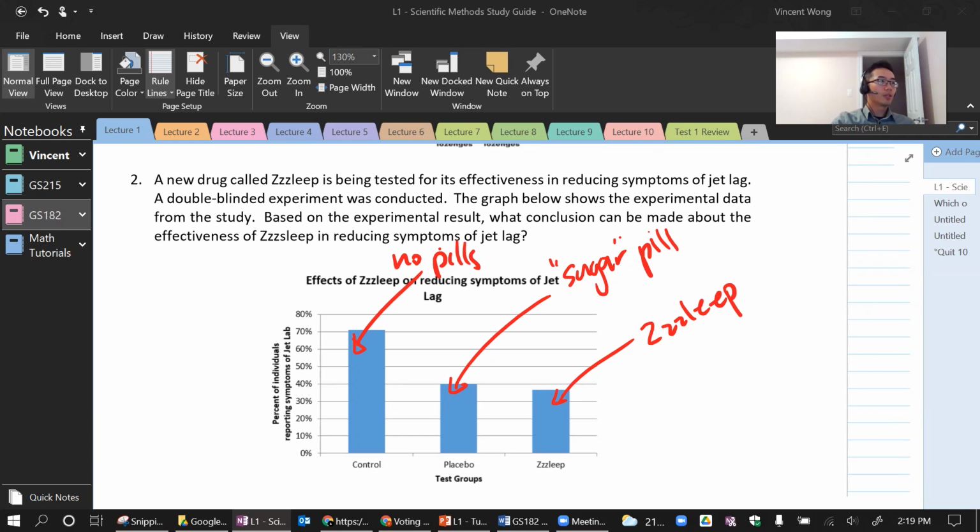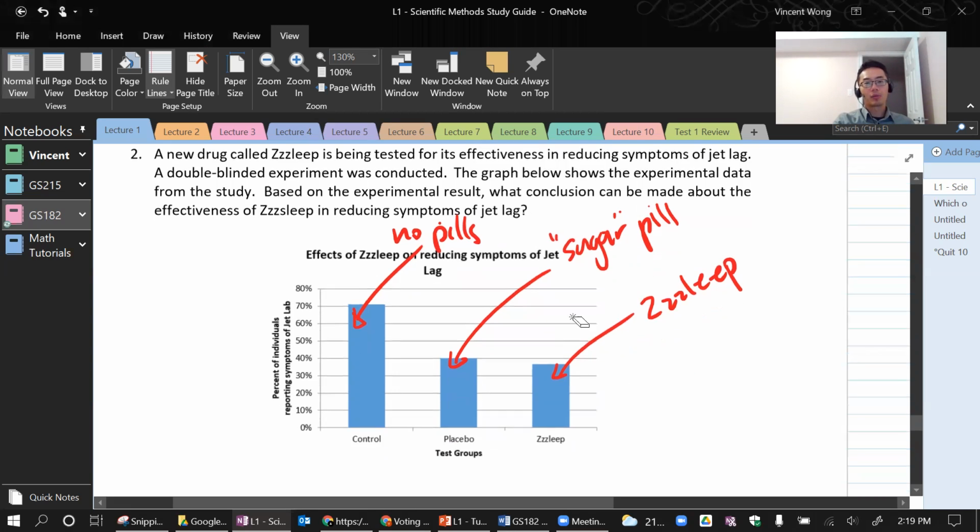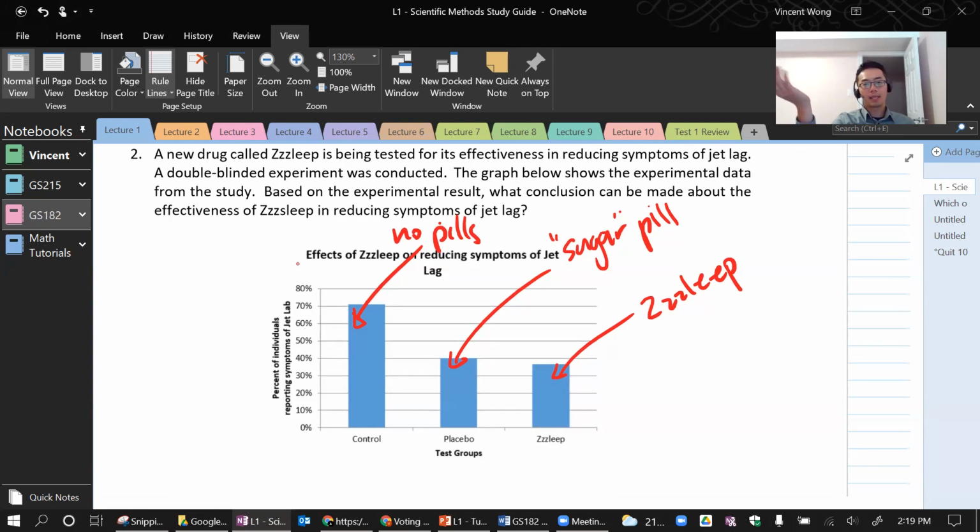Okay, very good. Most of you got it right. If you have watched the lecture recording, you probably would have got it right because I explained this already. But let's explain it again quickly. If you look at the control and you see that 70% of people reported jet lag symptoms, that's expected. If I give you nothing, you're going to have jet lag, which totally makes sense.